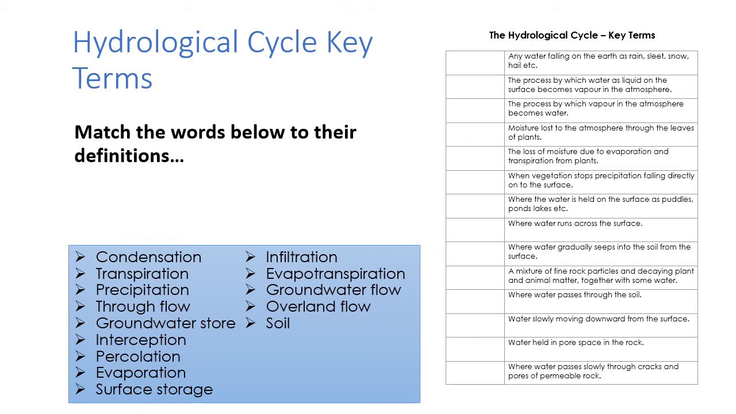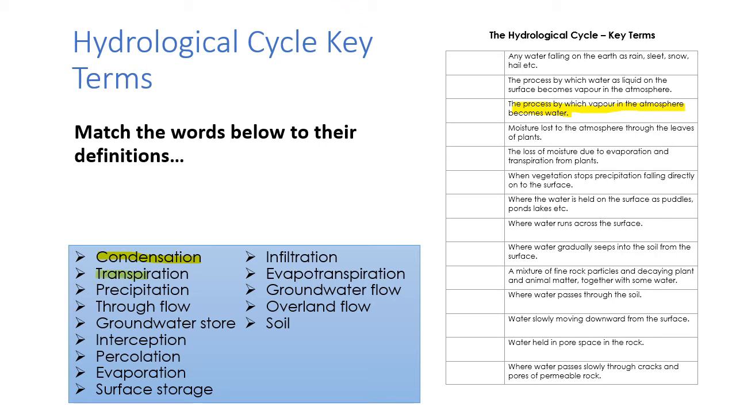Okay, so let's go through these one at a time. Unfortunately, these boxes here are a bit small, so I'm going to read them out and we'll pick out the right answers. So let's start with condensation. Condensation is when water vapor turns back into water. It's basically what forms clouds. So we want this one here, the process by which vapor in the atmosphere becomes water, i.e. turns into clouds.